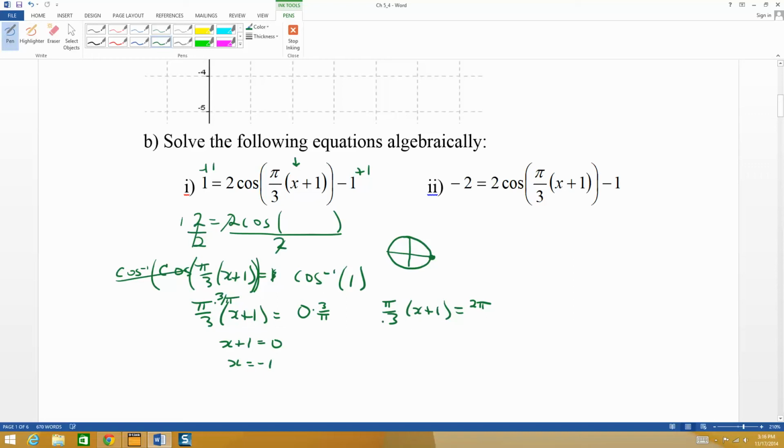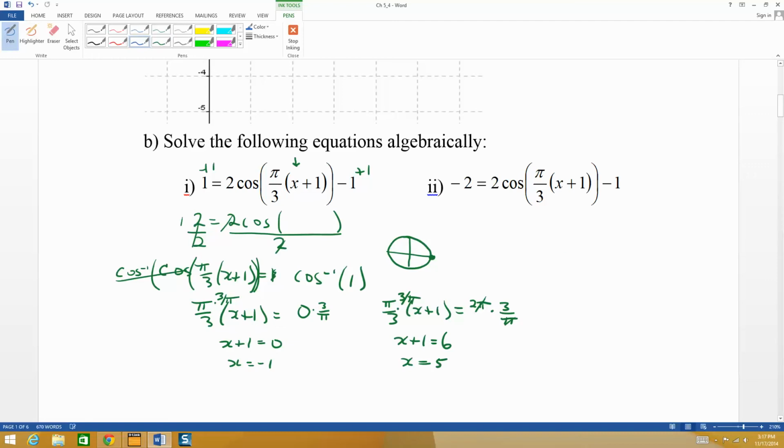On the right-hand side over here, I'm going to multiply both sides by 3 over pi, and in this case my pi's cancel out. So I get x plus 1 is equal to 2 times 3, which is 6, so I get x is equal to 5. Okay, I'll change to blue here.